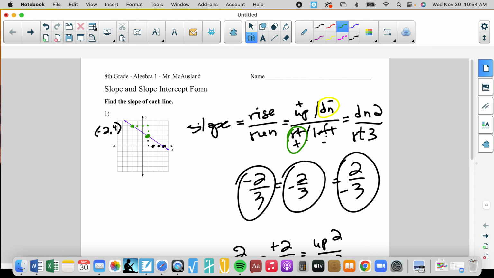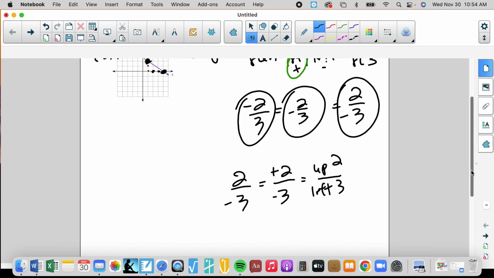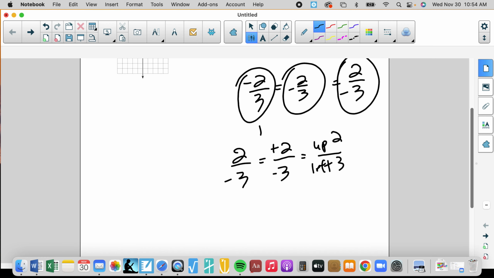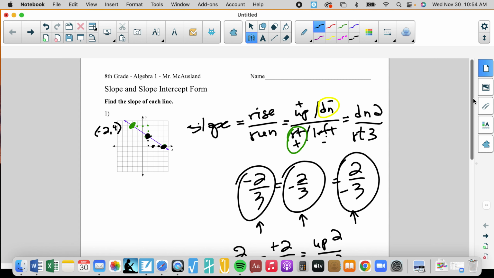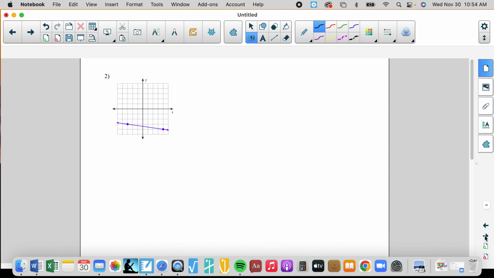We can go from this point to this point. We can go from this point to this point. It doesn't matter which 2 points, they just have to be points on the line. And no matter where on that line, the slope is going to be -2/3. It's always going to be the same. So that's a nice way of finding slope.